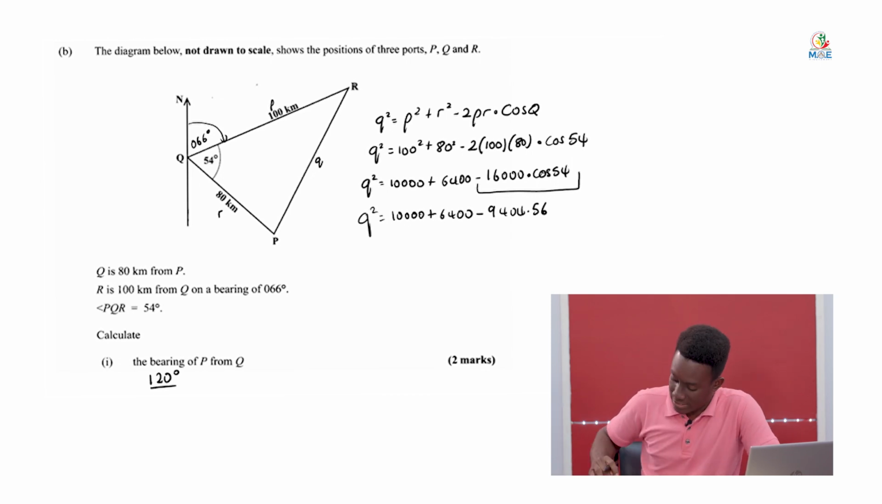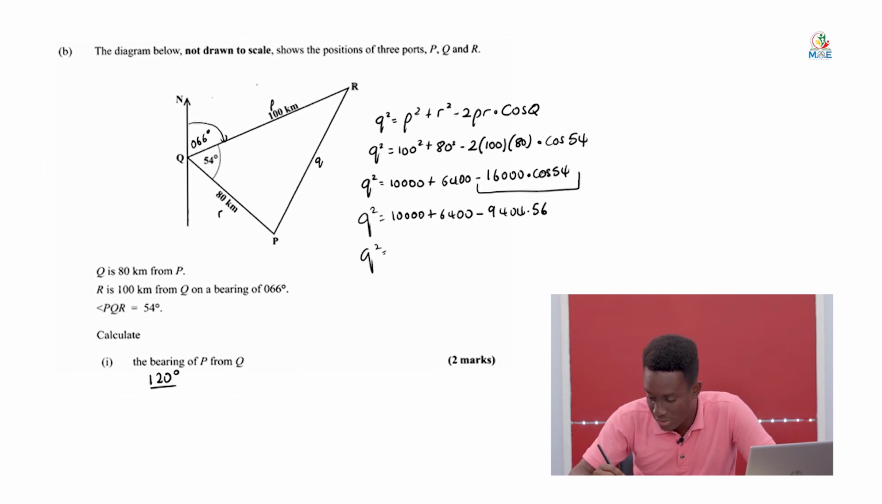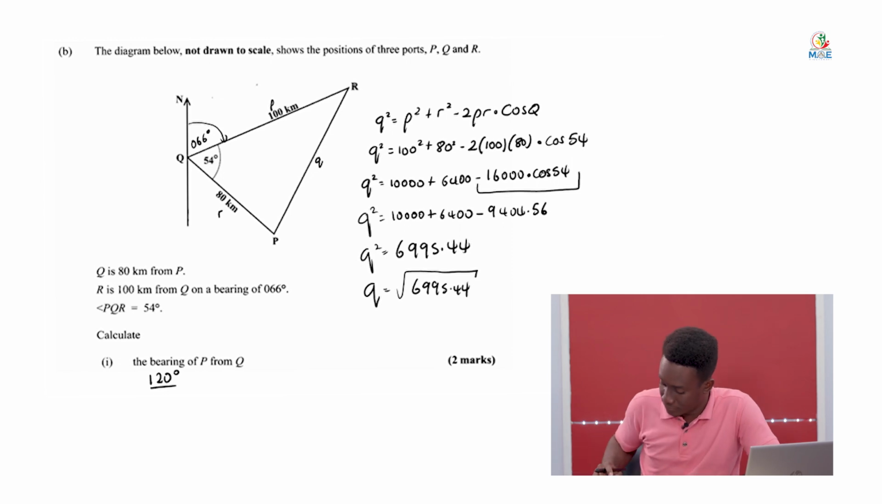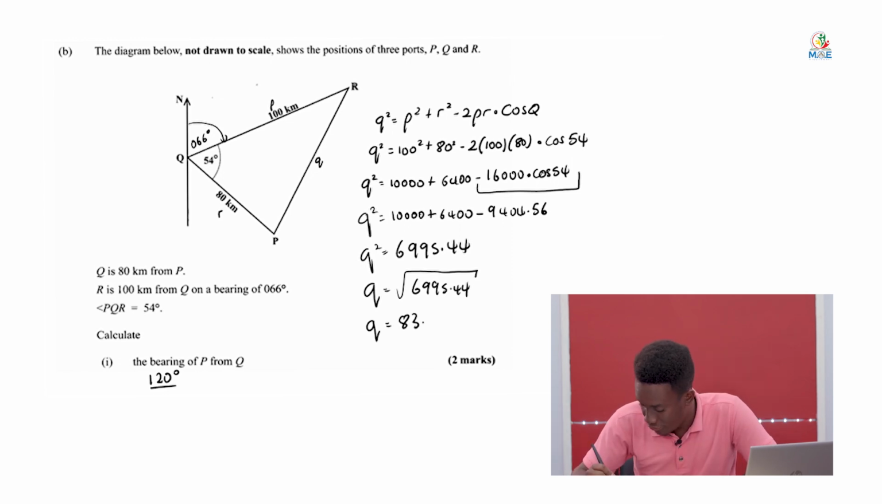I can punch this in my calculator, so I'll have 10,000 plus 6,400 minus 9,404.56. Hence, that would give me q squared is equal to 6,995.44. So hence q would be equal to the square root of 6,995.44. Hence q would be equal to 83.639.